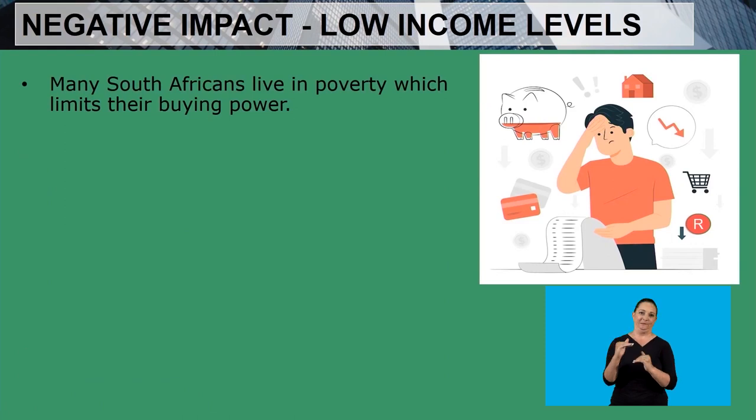So the low income levels are being caused by what? By the poverty that many South Africans live in. So it simply means that they have limited buying power. They cannot support businesses as much as they would want to because of the low income level. So they make sure that they buy whatever it is that they need instead of what they want.